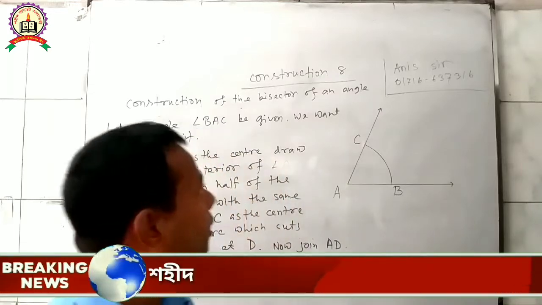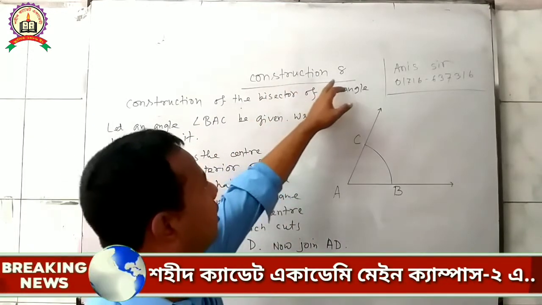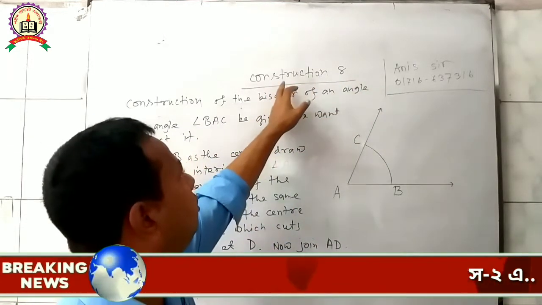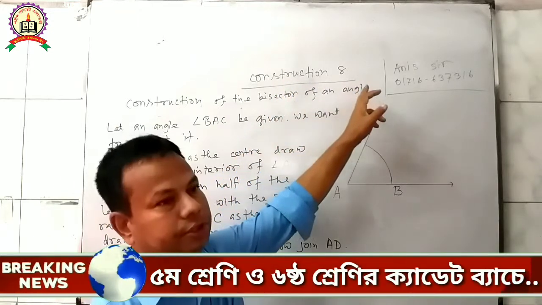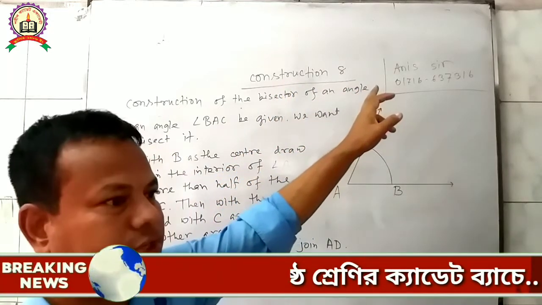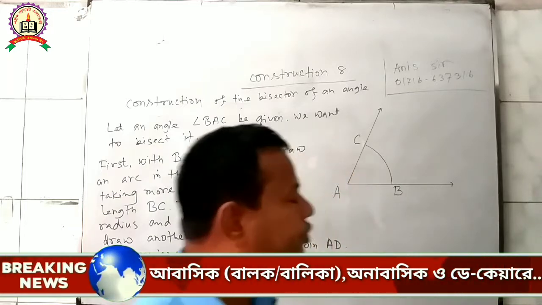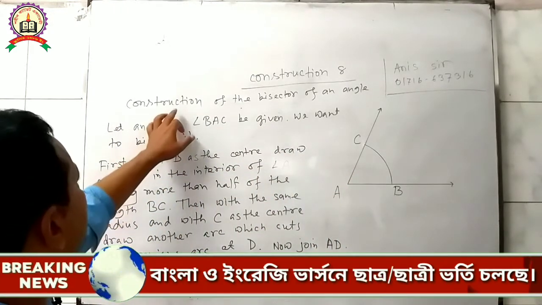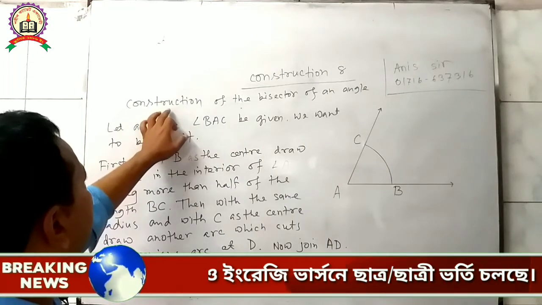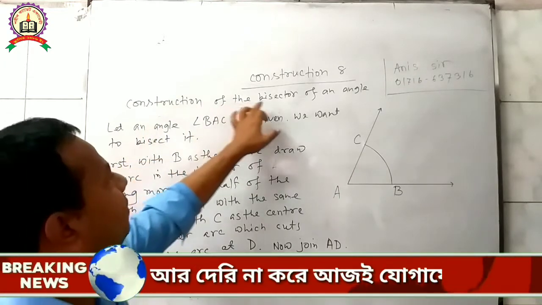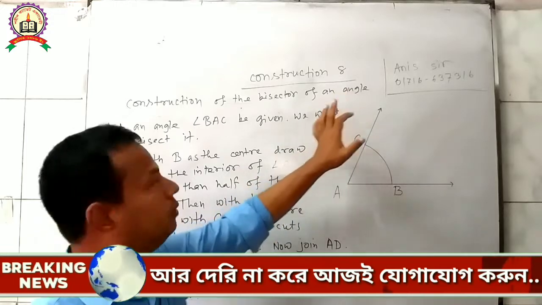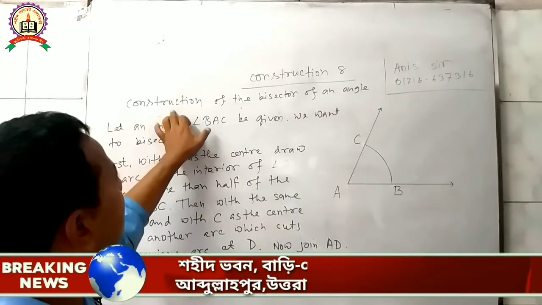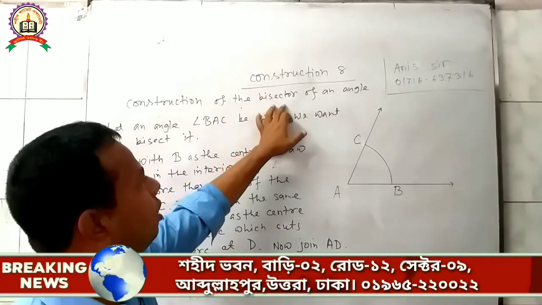Today's online class will be on construction 8 from the math book of class 6. Construction 8: construction of the bisector of an angle.